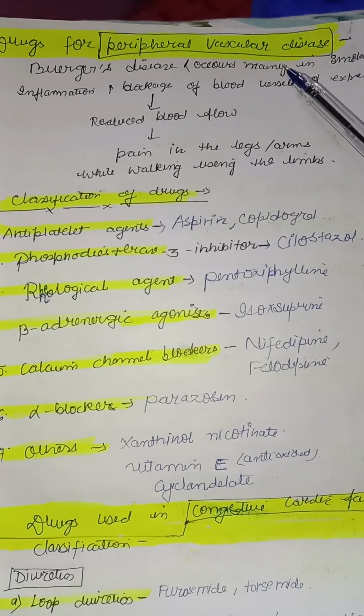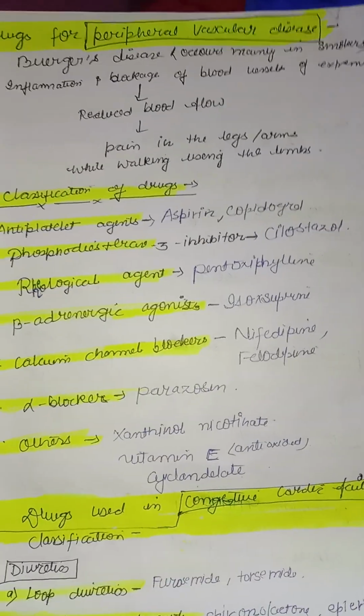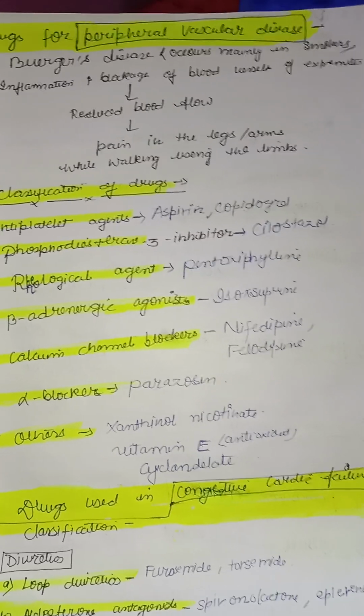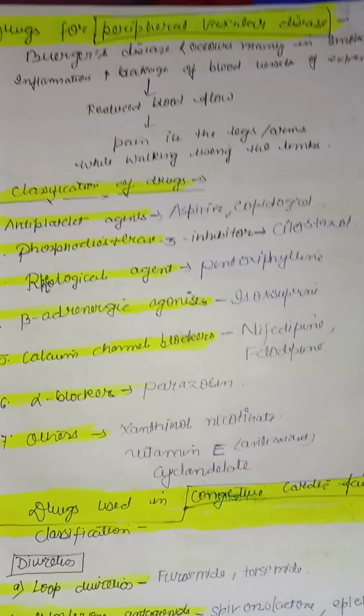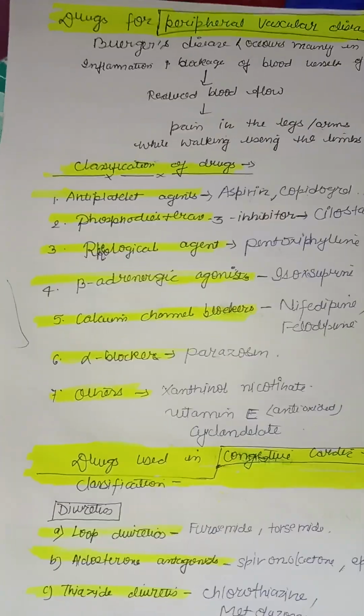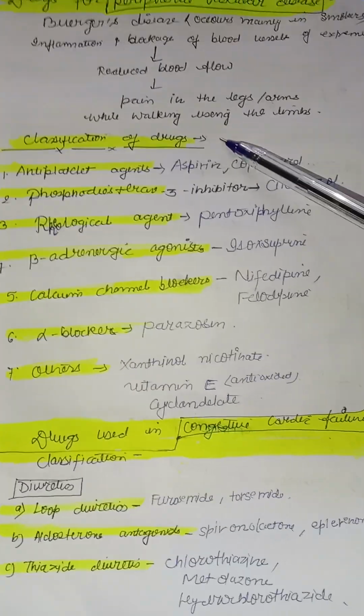It is also called Buerger's disease. It occurs mainly in smokers. Inflammation and blockage of blood vessels of extremities. It reduces blood flow. Pain in the legs and arms while walking or using the limbs. Then classification of important drugs of PVD.